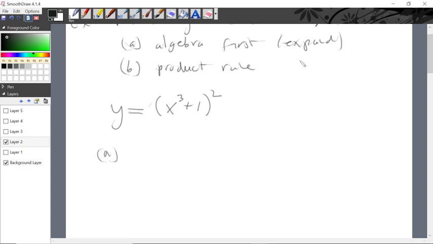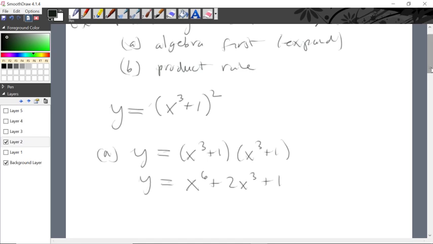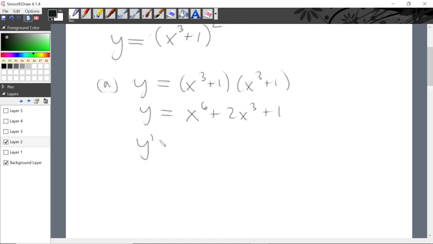A, algebra first, that is expand. So y is equal to x cubed plus 1 times x cubed plus 1. Sorry, that's not y prime, that would be y. Okay, here we go. y is equal to x cubed plus 1 times x cubed plus 1, which when expanded is x to the 6th plus 2x cubed plus 1. So we've expanded y. Now we can find y prime by taking the derivative of this expanded result.